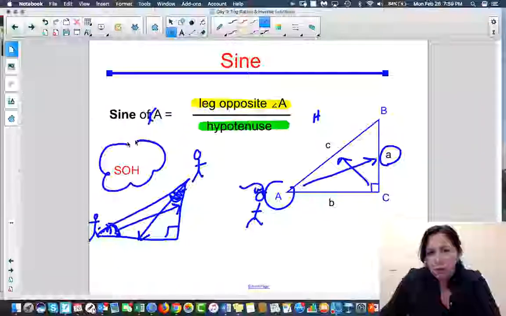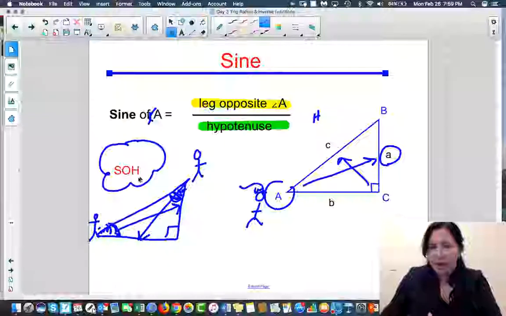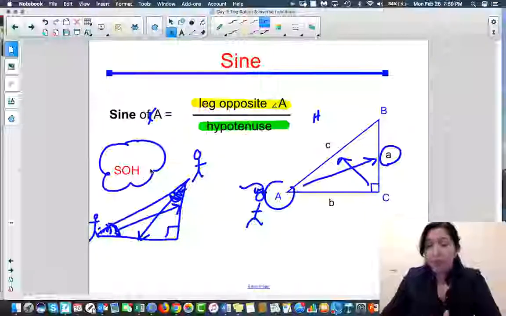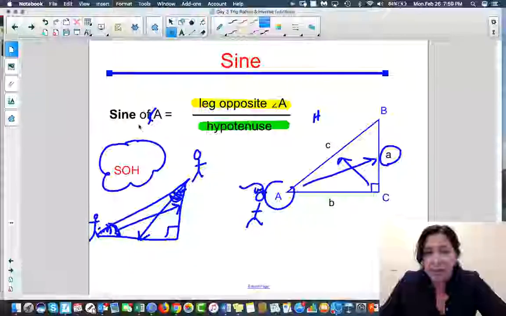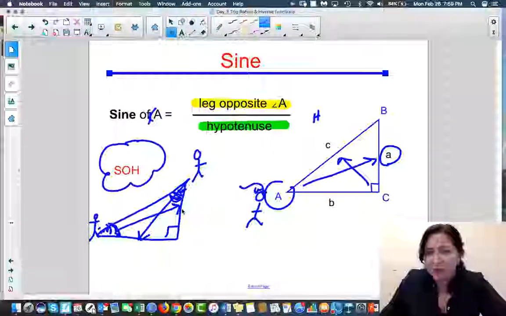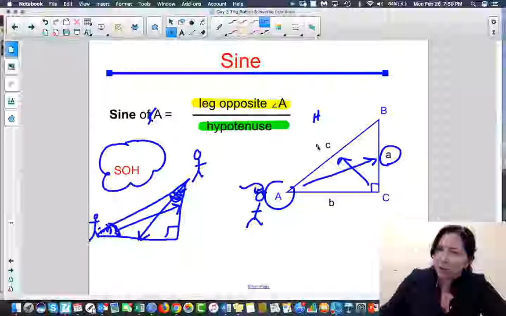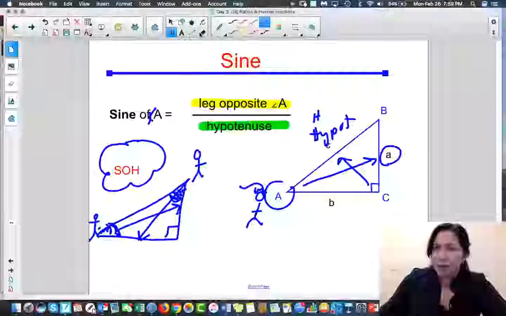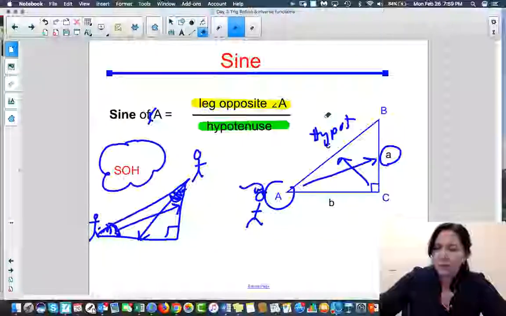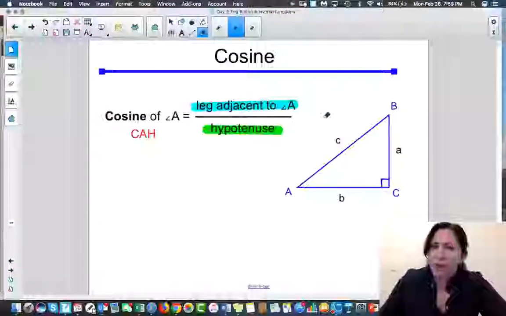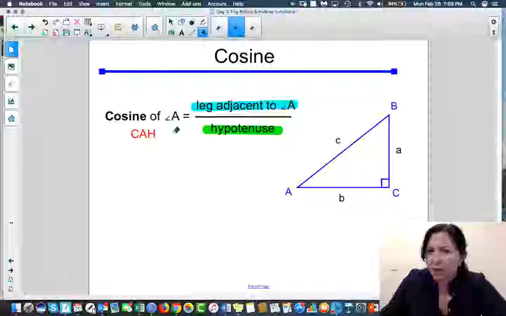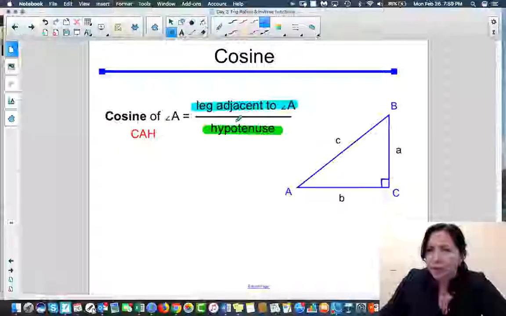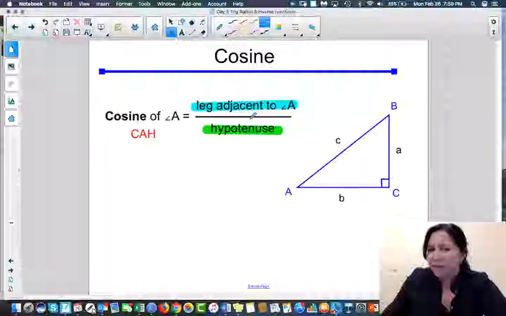Regardless, in order to find the sine, which is a trig ratio, a ratio meaning you're comparing two sides, you're going to use opposite over hypotenuse. Now remember, the hypotenuse is always the side opposite the right angle, okay? So let's look at cosine of an angle. Now cosine of an angle is going to be what we call the adjacent side.